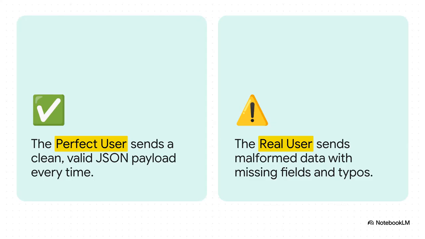And this, right here, is the heart of the problem. We almost always build our tests for the perfect user, right? The one who sends a perfectly clean, valid JSON payload every single time. But the real world? It's messy. Real users, real client applications, they send garbage data, they forget required fields, they do things you'd never expect. If you're only testing for that perfect user, you're leaving the front door wide open for failure.